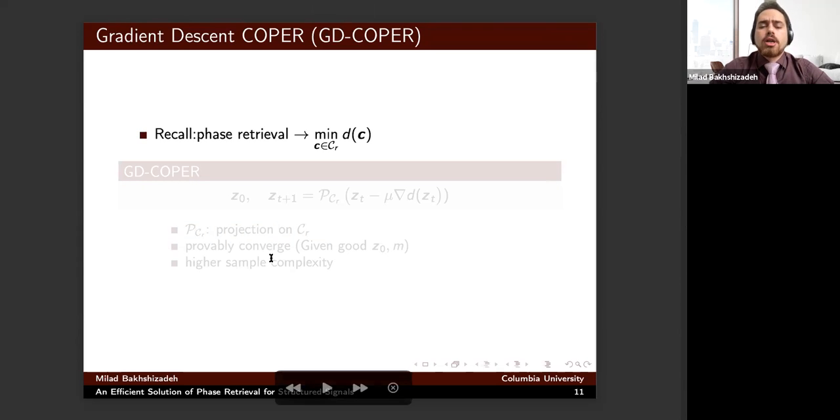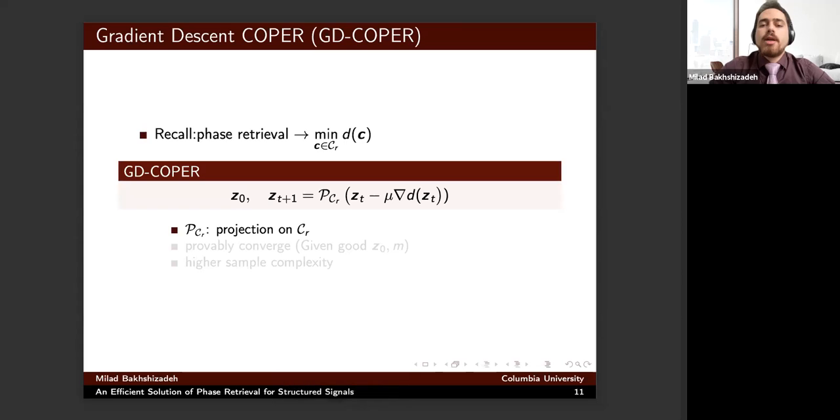So the idea is as follows. Recall that we reduce the problem of phase retrieval to an optimization problem over the set CR. To make it practical, we just use projected gradient descent to find the minima of our optimization problem. So we start with a good initial point Z0, and we update each step based on this rule. In this display, PCR is the projection on the set CR. So at each step, we move toward the negative of the gradient of the cost function and project it on set CR. So at all steps, we remain in set CR.